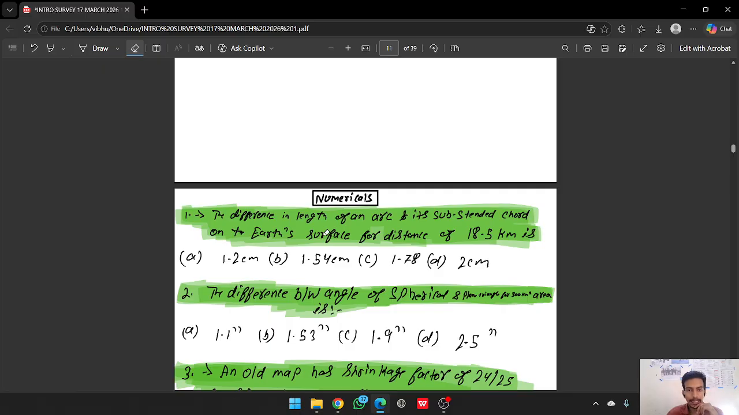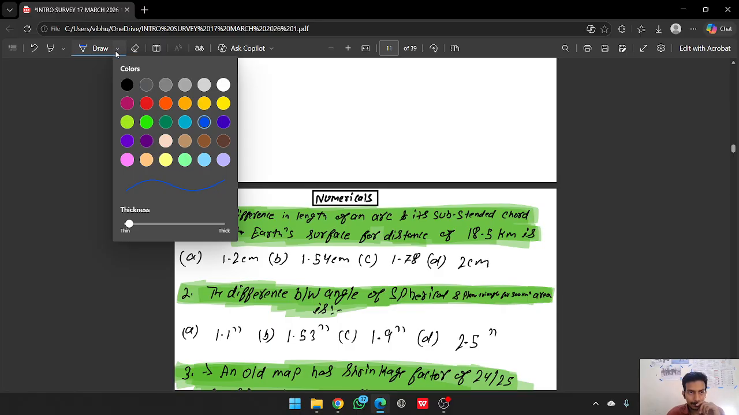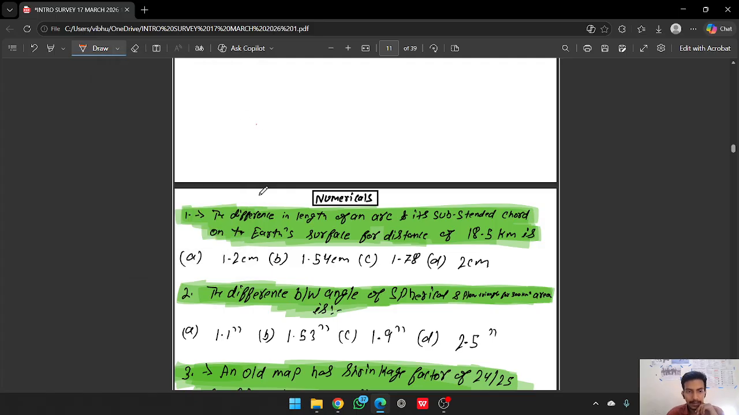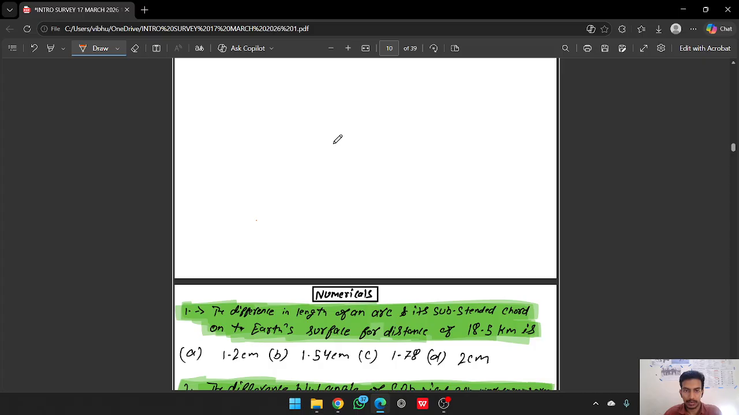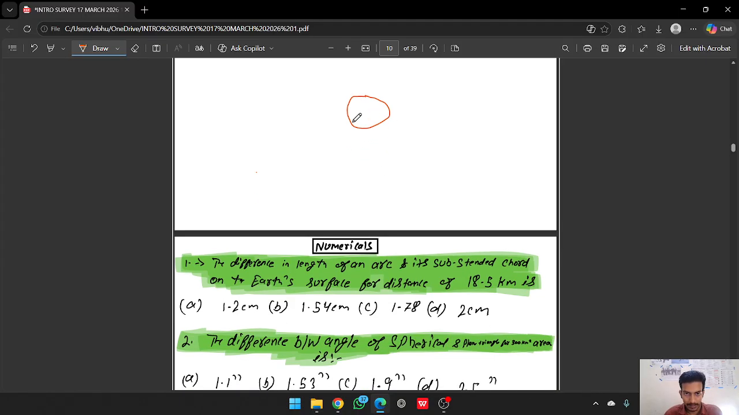Here, the difference in length of an arc and its subtended chord on the Earth's surface for a distance of 18.5 kilometer is dash. Here we have to find the chord. Okay, this is the Earth. Chord.